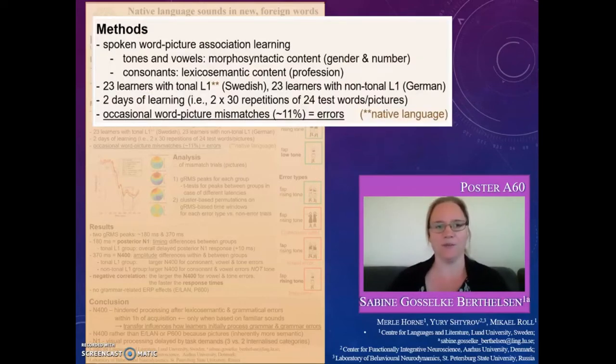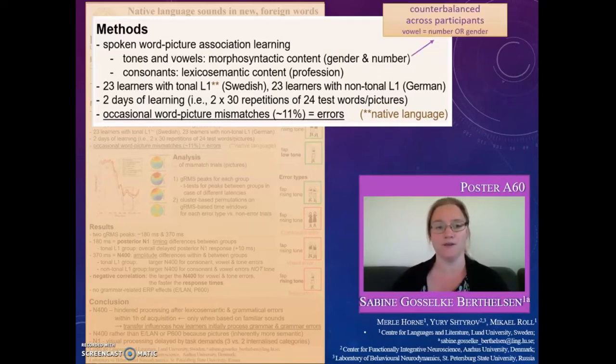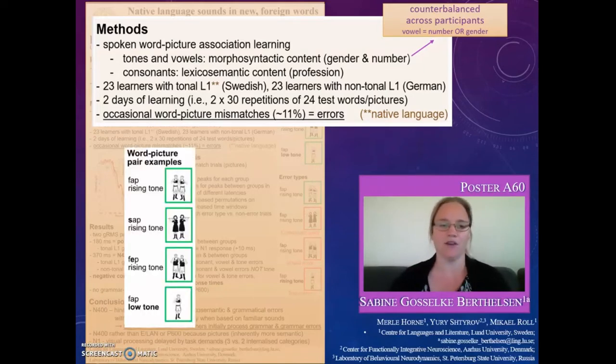As for methods, we use spoken word picture association learning. Our spoken words contain pictures and tones and vowels and consonants. The tones and vowels had morphosyntactic content, gender and number, and the consonant had lexicosemantic content. They express professions. Let me give you a couple of examples.